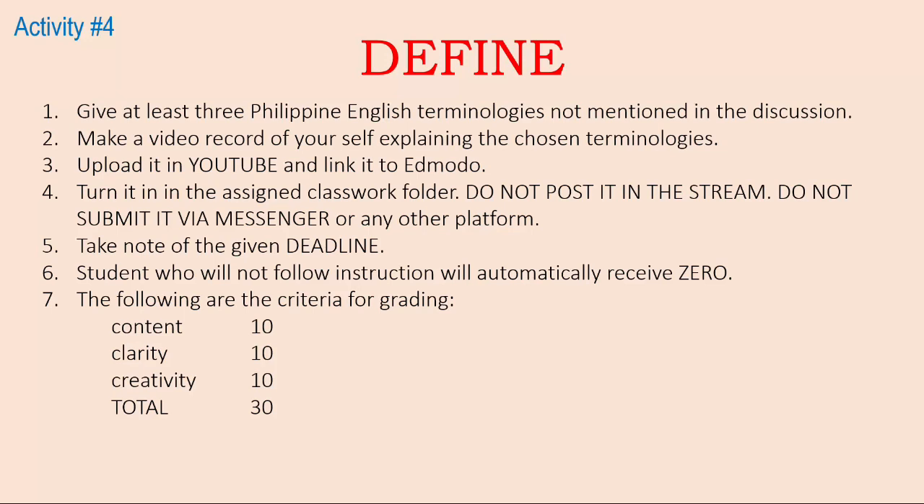I hope that you understand, class, that it would be a lot easier for me to check your output if it is arranged this way, no? Take note of the given deadline. Students who will not follow instructions will automatically receive 0. So the following are the criteria for grading. Content 10 points, clarity 10 points, creativity 10 points, a total of 30 points.